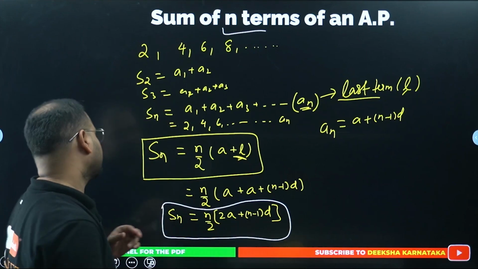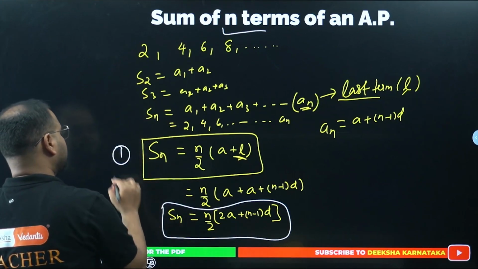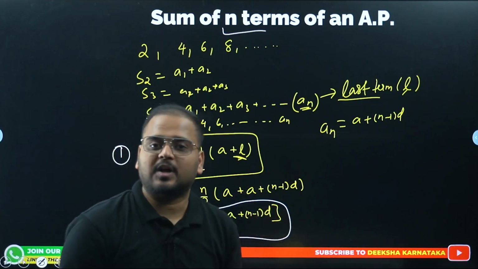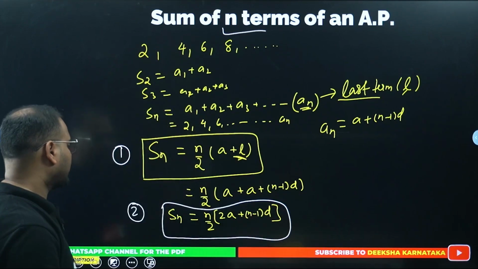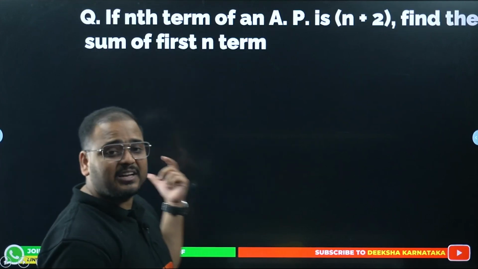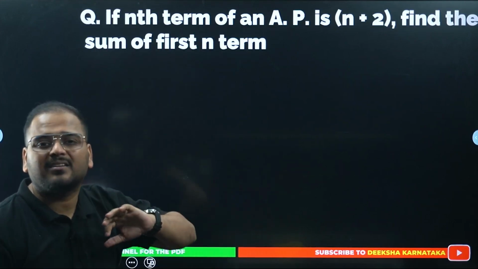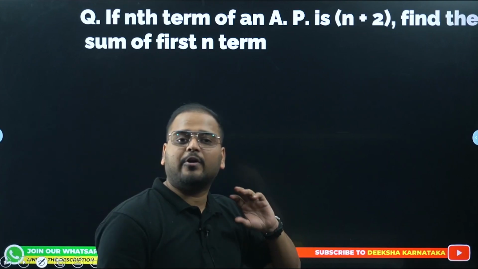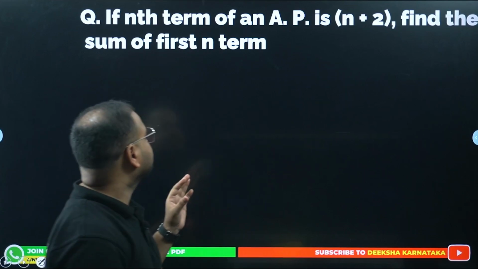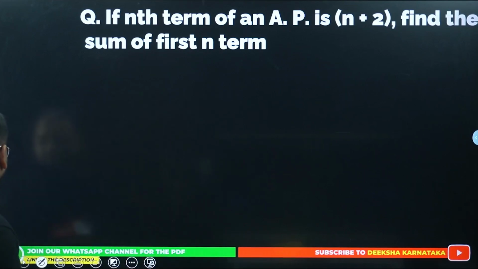There are two formulas, formula number 1, formula number 2. Which one to use will depend upon what is given in the question. I hope this is clear. There is a derivation for these formulas, but I have skipped that part. It is not important right now from the exam point of view. So we're going to focus on solving problems only.